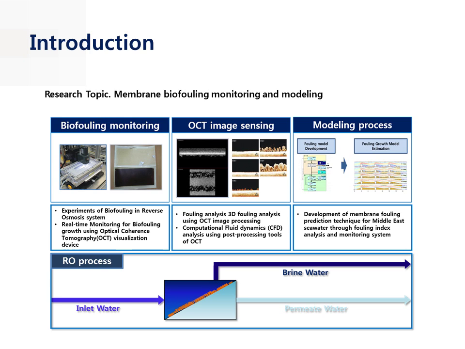This slide shows brief information about the research. It can be divided into three steps. The first step is biofouling experiments and their monitoring. In this step, we create membrane biofouling on the surface of a membrane in a lab-scale reverse osmosis system. During the operation, real-time monitoring using an optic device and water quality analysis are conducted simultaneously.